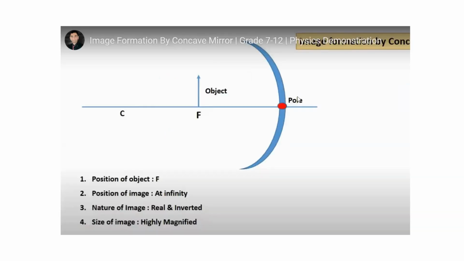Now, the next one is if you place the object at F, what's going to happen? Right? What's going to happen? The position of the image will be at infinity. Nature of the image will be real and inverted. Size of the image will be highly magnified.